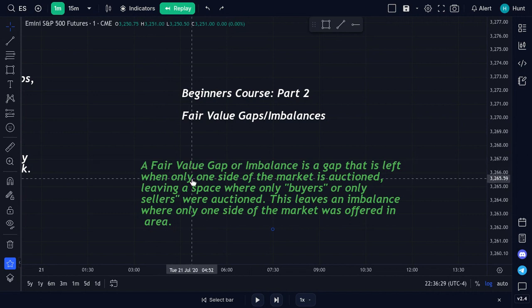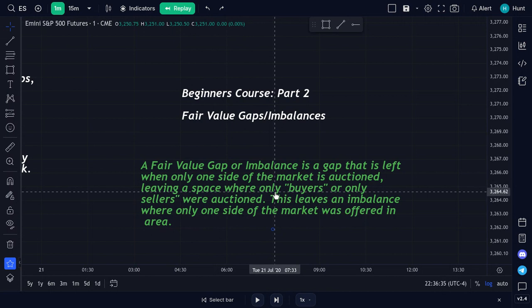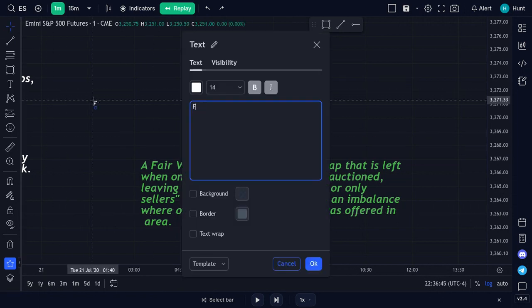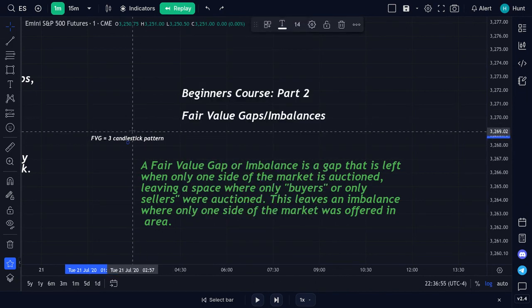A fair value gap or imbalance is a gap that is left when only one side of the market is auctioned, leaving a space where only buyers or sellers were auctioned. This leaves an imbalance where only one side of the market was offered in an area. Another thing to note: a fair value gap is a 3 candlestick pattern. So keep that in mind. It takes 3 candlesticks to create a fair value gap.